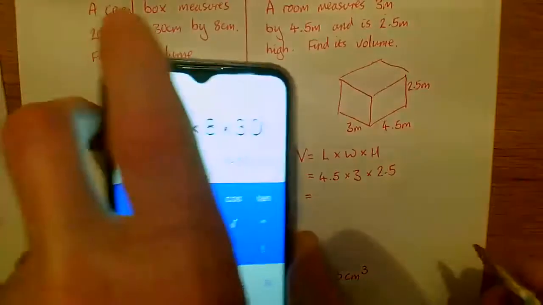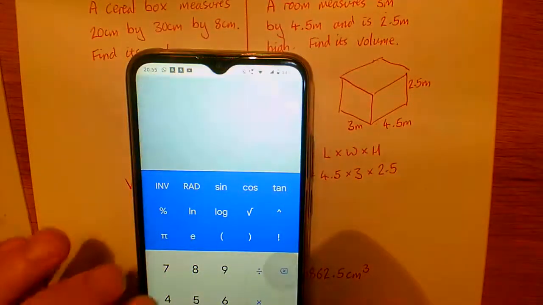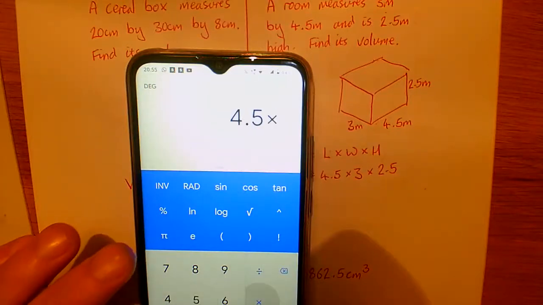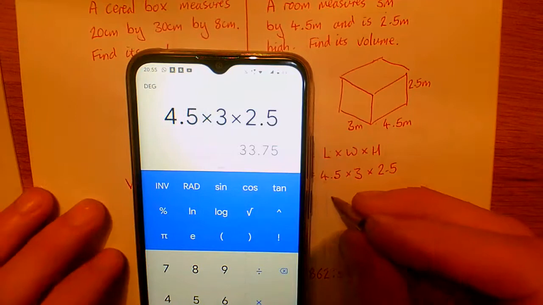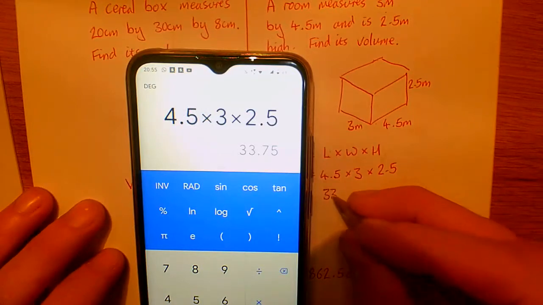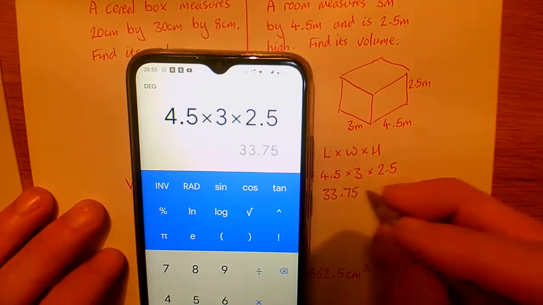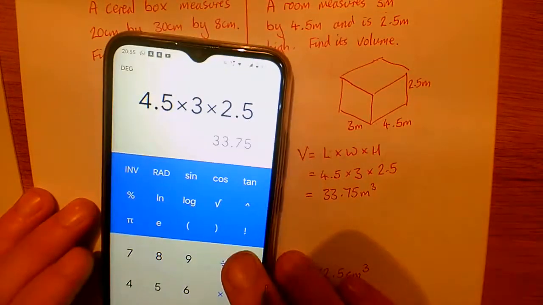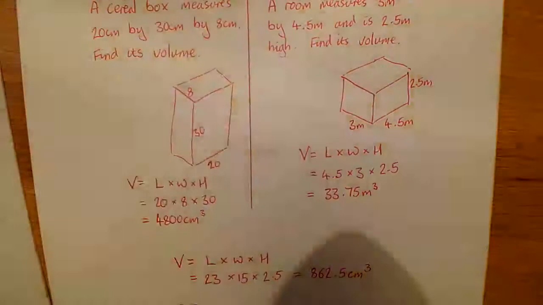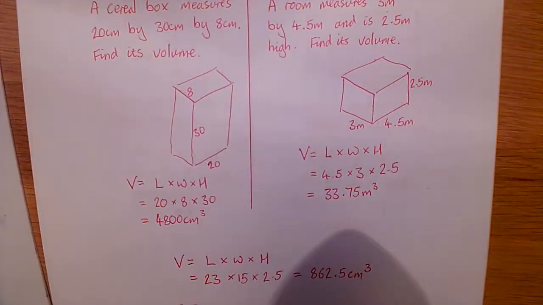That's a calculator thing we can do. So now 4.5 times 3 times 2.5. That gives us 33.75 meters cubed. Excellent. So if you got that, you should be well prepared to go on and have a go at the questions that I've set you, which just include some words, give you a little bit of context to work with.